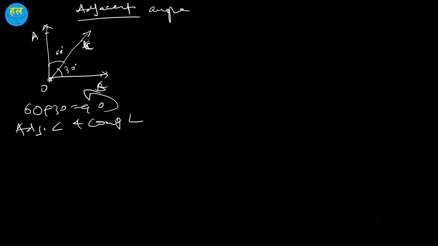Okay, another example of adjacent angles. When we are finding adjacent angles, we have to always remember the three conditions. What are the three conditions? Both the angles should have a common vertex, both the angles should have a common arm, and the non-common arms should be on the other side of the common arm.